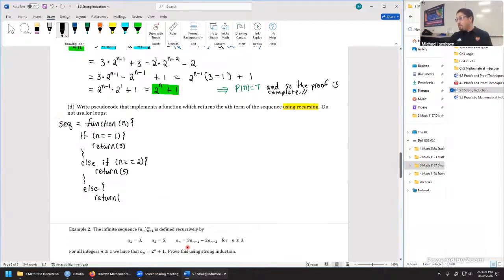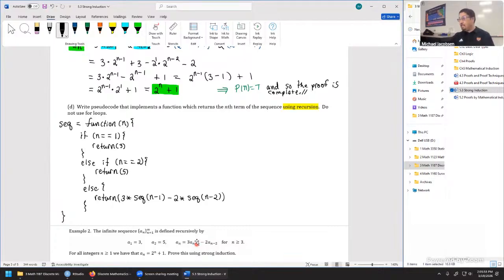We're going to take 3 times the sequence at the input n minus 1. Then subtract 2 times, that's a function call again, sequence at n minus 2. That concludes the else block, and that's the whole definition for the function.